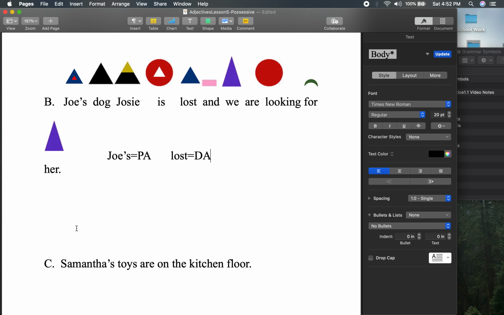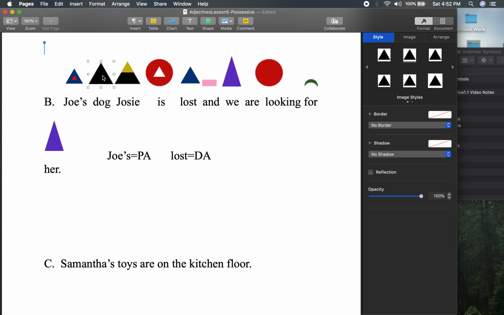All right, Samantha's toys are on the kitchen floor. Oh, Samantha, come on now. All right, toys.